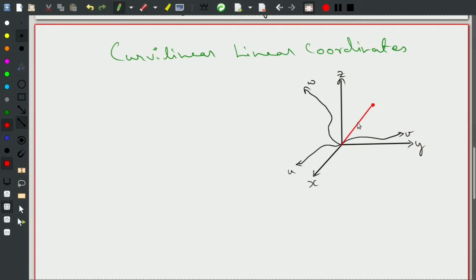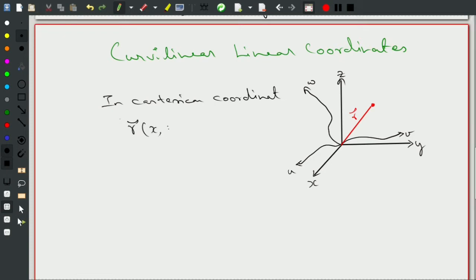So this is our r vector. Similarly, we can represent this r vector. So what's the form of r in Cartesian coordinate? In Cartesian coordinate, we know that r is a function of x, y, and z, right? So similarly, this r vector can be represented in the new coordinate system with axis u, v, and w. So this is our curvilinear coordinate.